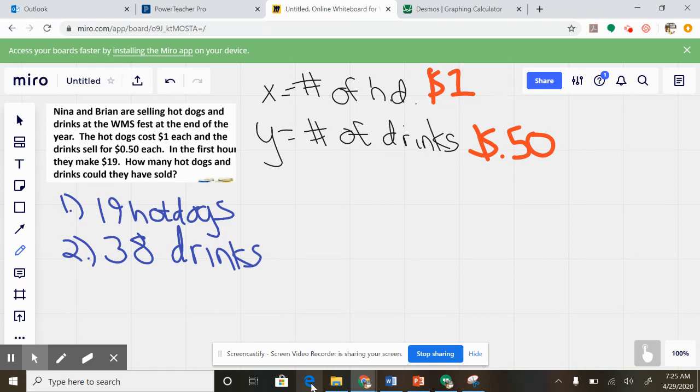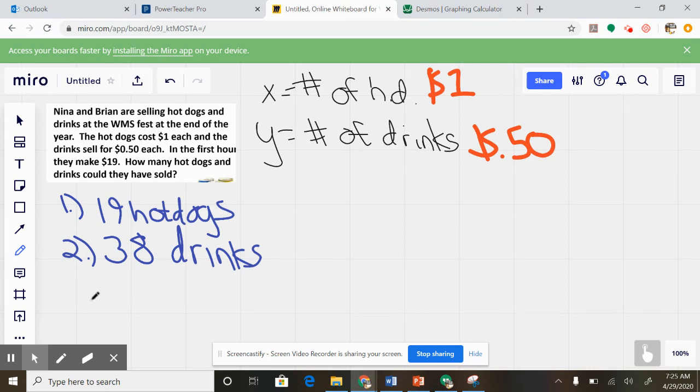Now what happens is there's actually a ton of different combinations. It could have been 19 hot dogs and 0 drinks. It could have been 38 drinks and 0 hot dogs. There's a ton of different combinations. Not the next question, but a later question was to write an equation for this.